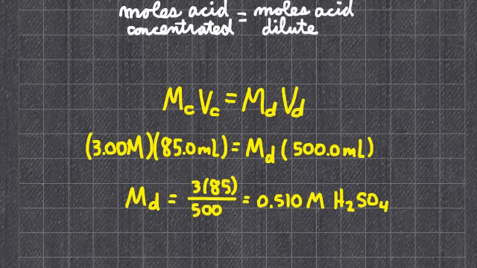I call that the watering down equation, the dilution equation. This also works for titrations that are 1-to-1, the stoichiometry of one reactant to another reactant. It works well in that case, but you have to be careful with that.